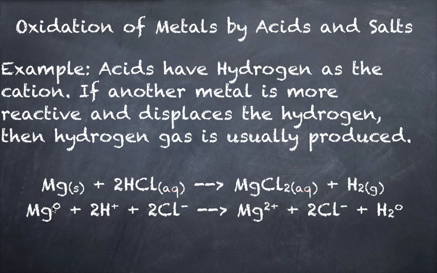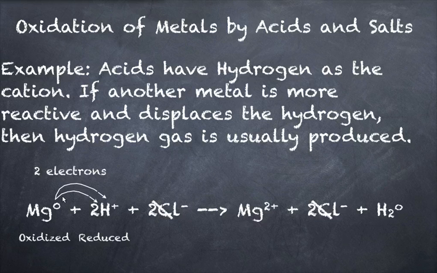You have magnesium, which has an oxidation number of 0. You have 2 hydrogen ions plus, 2 chlorine minus, and then the magnesium is going to be oxidized. So 2 electrons are going to be stolen from the magnesium, and it's going to become positive 2. The chlorines in this case are spectator ions. They're exactly the same, and the hydrogen is going to be reduced. It goes from positive 1 each to 0.